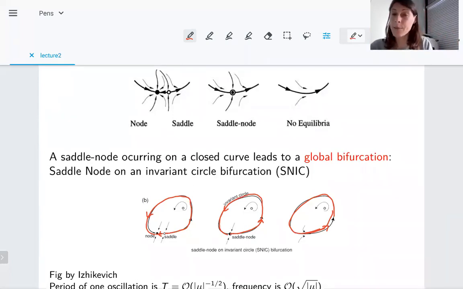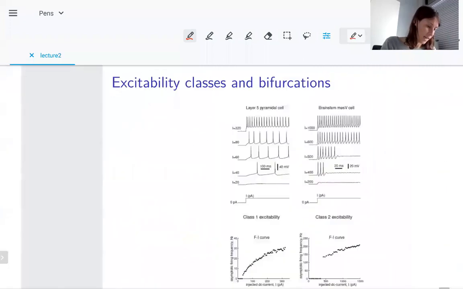So the orbit that appears here inherits this dynamic. It appears with an infinite or very large period, in other words, with a frequency that is very close to zero. Okay, so this is associated to the other Hodgkin class.